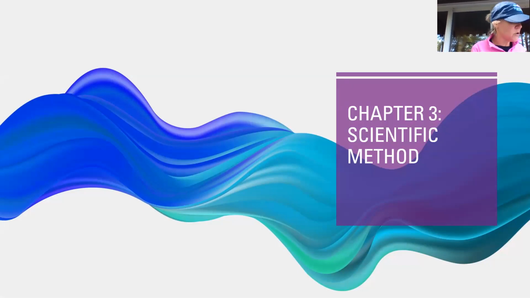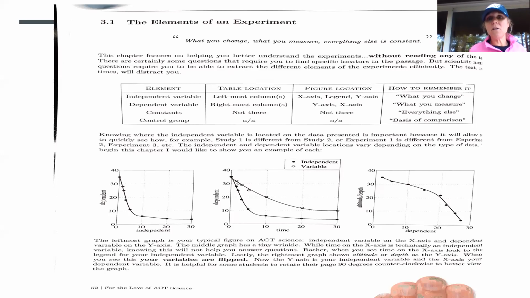So if you will open your book and follow along with me, you can highlight too if you want, to chapter 3, which begins on page 52. So let's talk about the elements of an experiment. This should be review, but this little box right here gives you some good information about the elements of an experiment: independent variables, dependent variables, constants, and the control group.